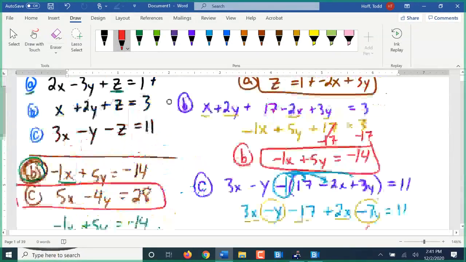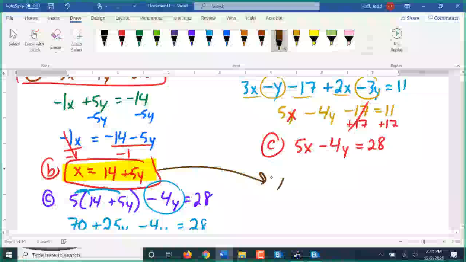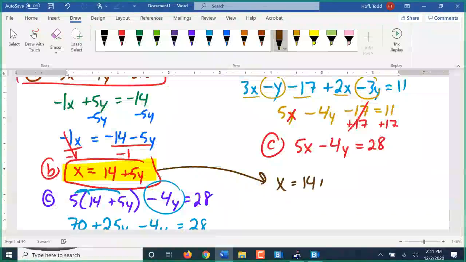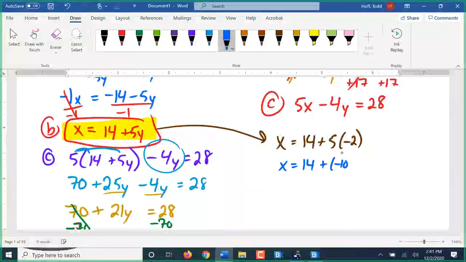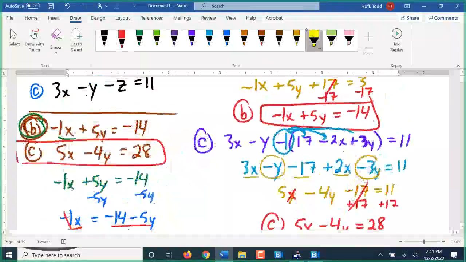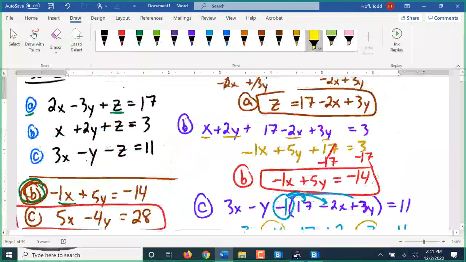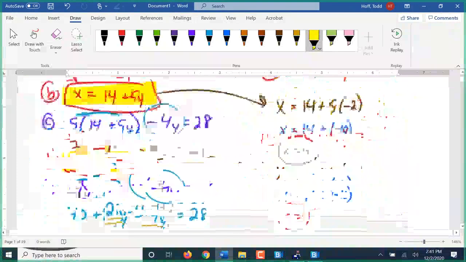We go back up here. We'll put that into this equation to find x. X equals 14 plus 5y. Well, we put the negative 2 in for y. X equals 14. 5 times negative 2 is a negative 10. 14 plus negative 10 is 4. So x equals 4. Then we go back up to this equation to find z. So z equals 17 minus 2x plus 3y.